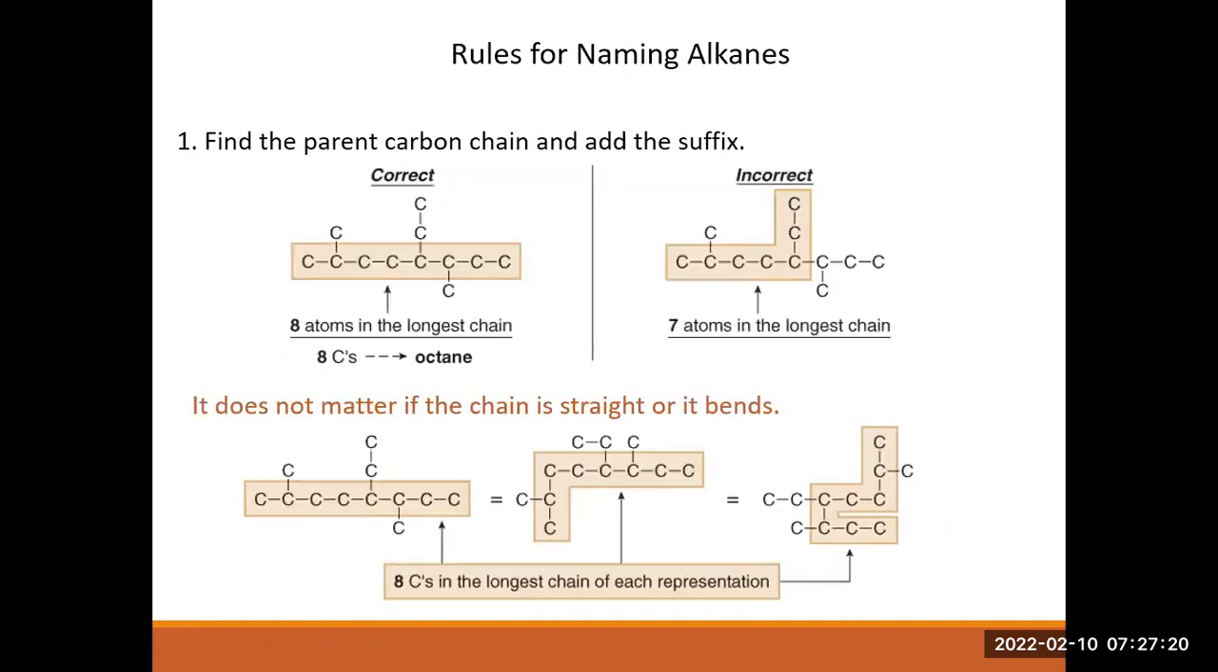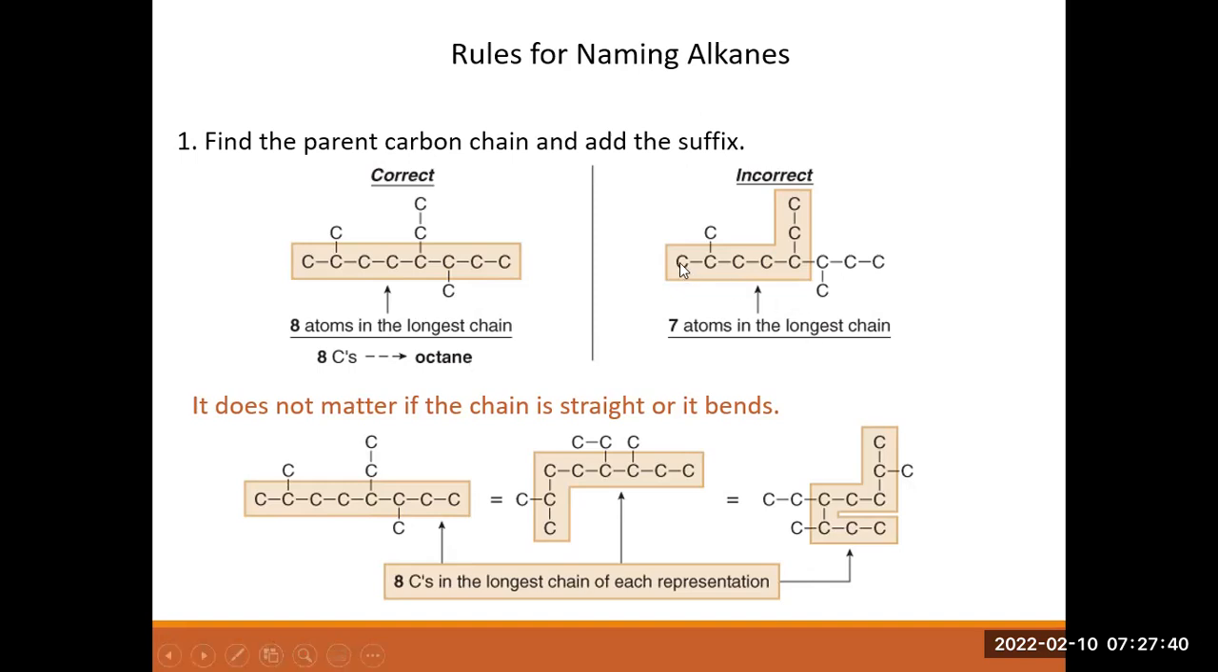Okay, so how do we do that? Find the parent carbon chain and add the suffix. So for example, this one. 1, 2, 3, 4, 5, 6, 7, 8. So these are the 8 atoms in the longest chain. Meaning, since 8 is the longest chain, then that's an octane.